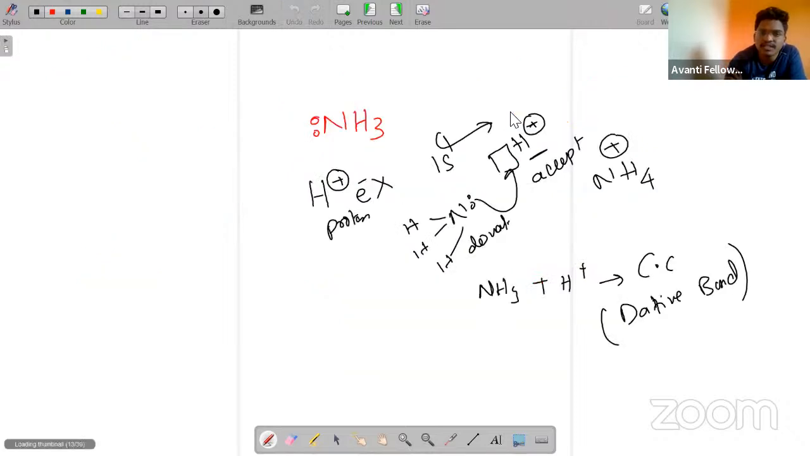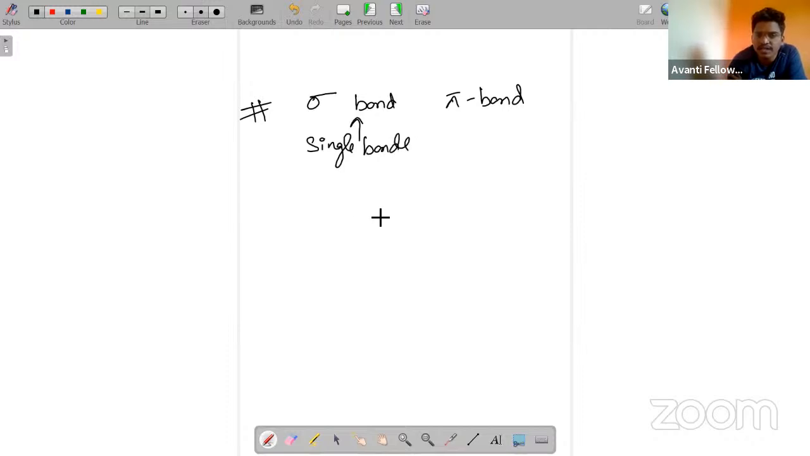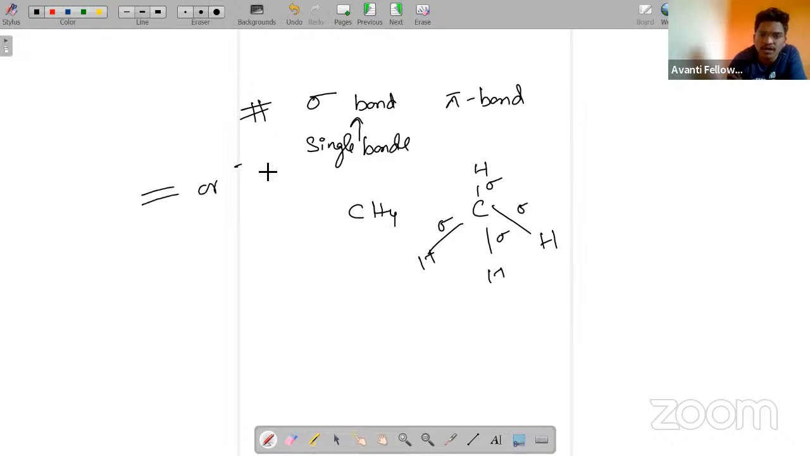Now another most important thing is how to determine sigma bond and pi bond. Always remember, single bonds are always sigma bonds. The best example is CH4: carbon with H, H, H, and H. All of these are sigma bonds. Now, if you see a double bond or triple bond, or even four bonds, which is also possible, then you will see pi bond, sigma bond, and delta bond. Just a minute, I'll show you. Let's suppose I'm talking about O2.